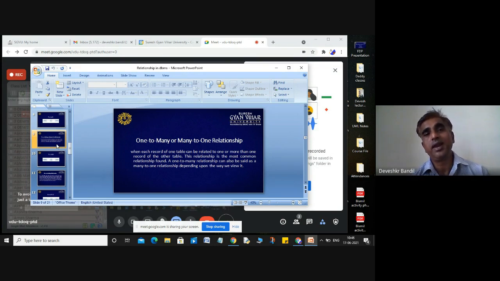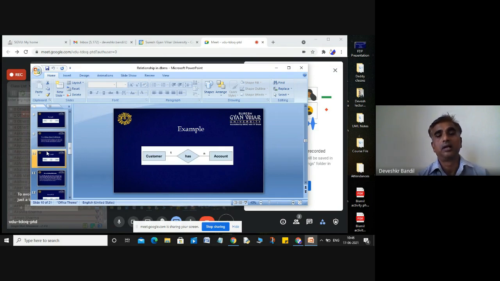When each record of one table can be related to one or more than one record of the other table, this relationship is the most common relationship found. And a one-to-many relationship can also be said to be a many-to-one relationship depending upon the way you look at it. Okay, and you can understand through this diagram.